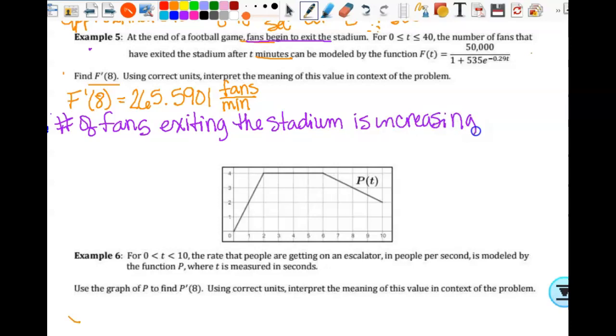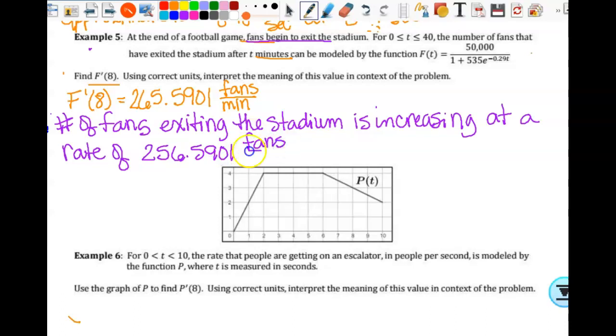Is this an approximate rate? No, it's an exact rate because we found the exact derivative, right? So we don't have to put approximate there. Number of fans exiting the stadium is increasing at a rate of 265.5901 fans per minute at t equals what? 8 minutes.